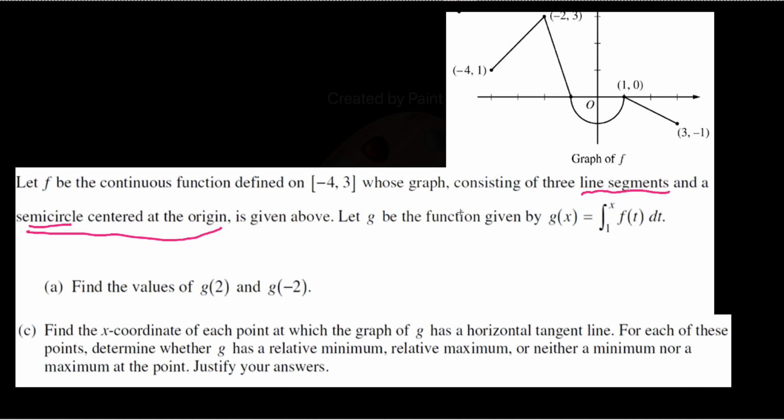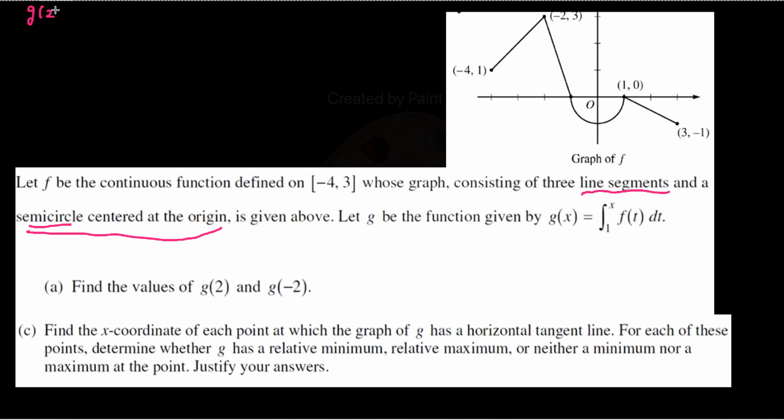Okay, let g be the function given by g of x is equal to the integral from 1 to x of f of t dt. So they're giving us an accumulation function where they give us the original function and they're integrating from 1 to x. And they want us to determine some values for this accumulation function to start. So let's start with that.